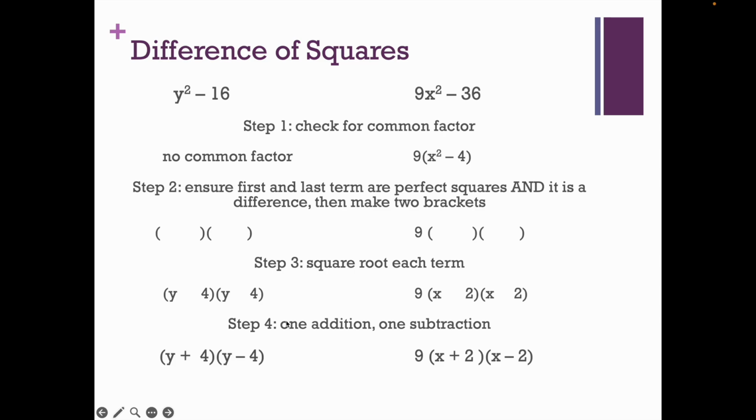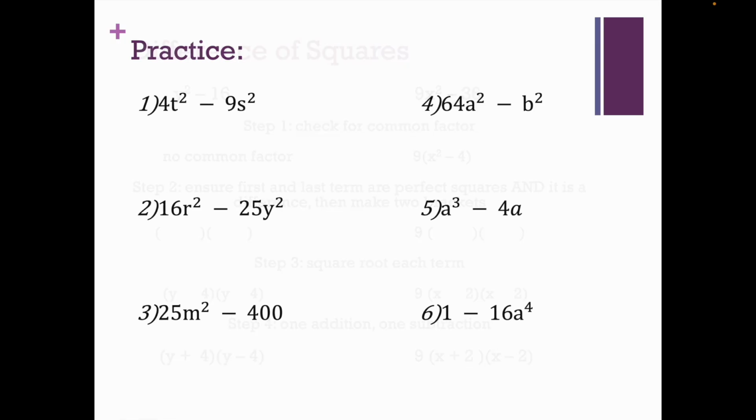And then the last step is you're just going to make one bracket be added and one bracket be subtracted. And again, you have 9, x plus 2, x minus 2. Of course, if you wanted to check your work, all you would have to do is multiply this out and you would get the difference of squares that you started with before you factored them out.